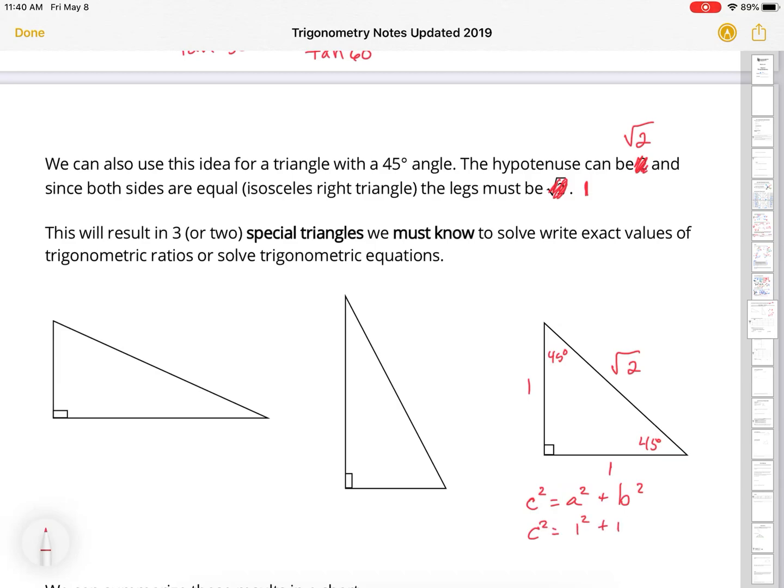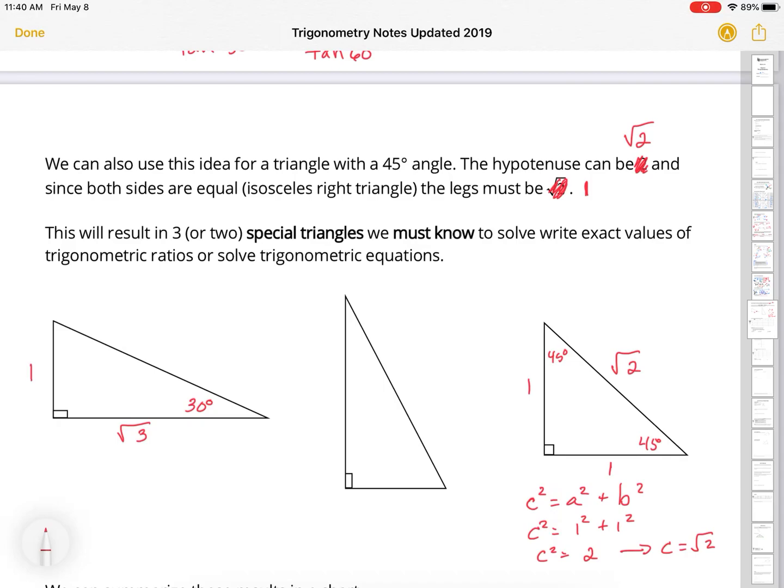Now, how do I know that? Well, c squared is equal to a squared plus b squared. C squared is equal to 1 squared plus 1 squared. C squared equals 2. So from that, c equals root 2. Okay? So if I have sides of 1 and 1.